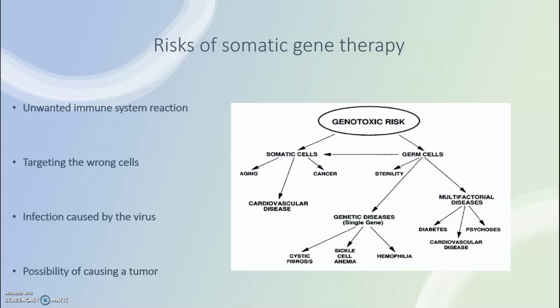Because viruses can affect more than one type of cell, it's possible that the altered virus could affect additional cells, not just the target cells containing the mutated genes. This could lead to healthy cells being damaged, which eventually leads to cancer. An infection can also be caused by the virus. It's possible that once introduced into the body, the virus may recover its original ability to cause disease, which would completely defeat the purpose of the gene therapy.